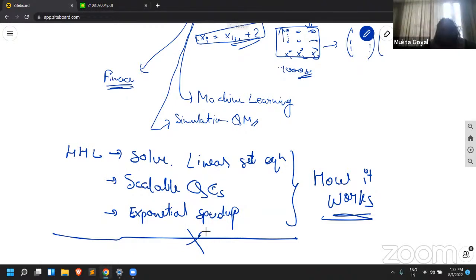Thank you, Rohit. Participants, any questions, any queries? He has taught about the HHL algorithm, and he has talked about the concept and the applications of the HHL algorithm. Participants, if you have any queries, please ask.